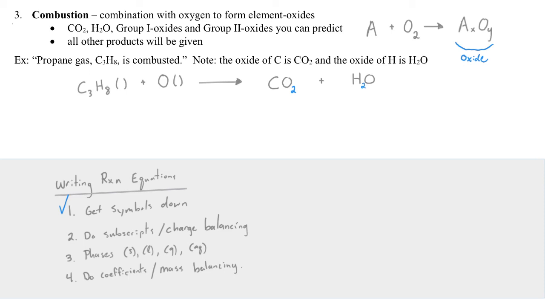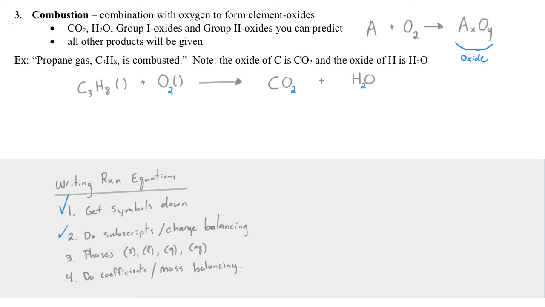Let's go over to the left-hand side. We already had our subscripts for propane because those are given to us in the beginning. So we have C3H8, and we're combining with oxygen, which we know is a diatomic element, so it should have subscript 2. Now we've completed step 2.